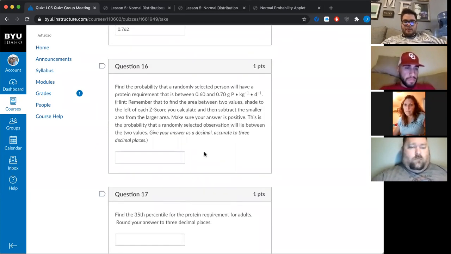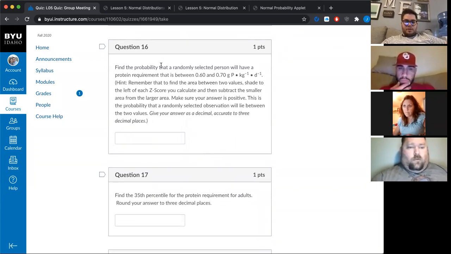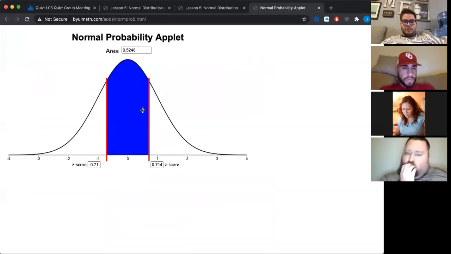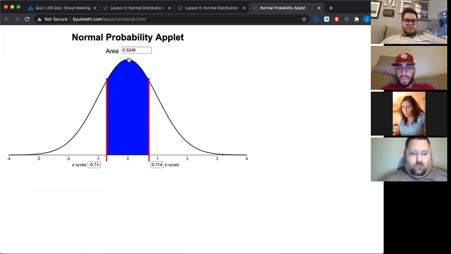All right, well, we're almost done here. We got 3 more. So find the probability that a randomly selected person will have a protein requirement that is between 0.6 and 0.7. So that's easy, actually, because it's just this middle part. Because this red line on the left is the 0.6, and the red line on the right is 0.7. So it'd just be 0.524. Right?